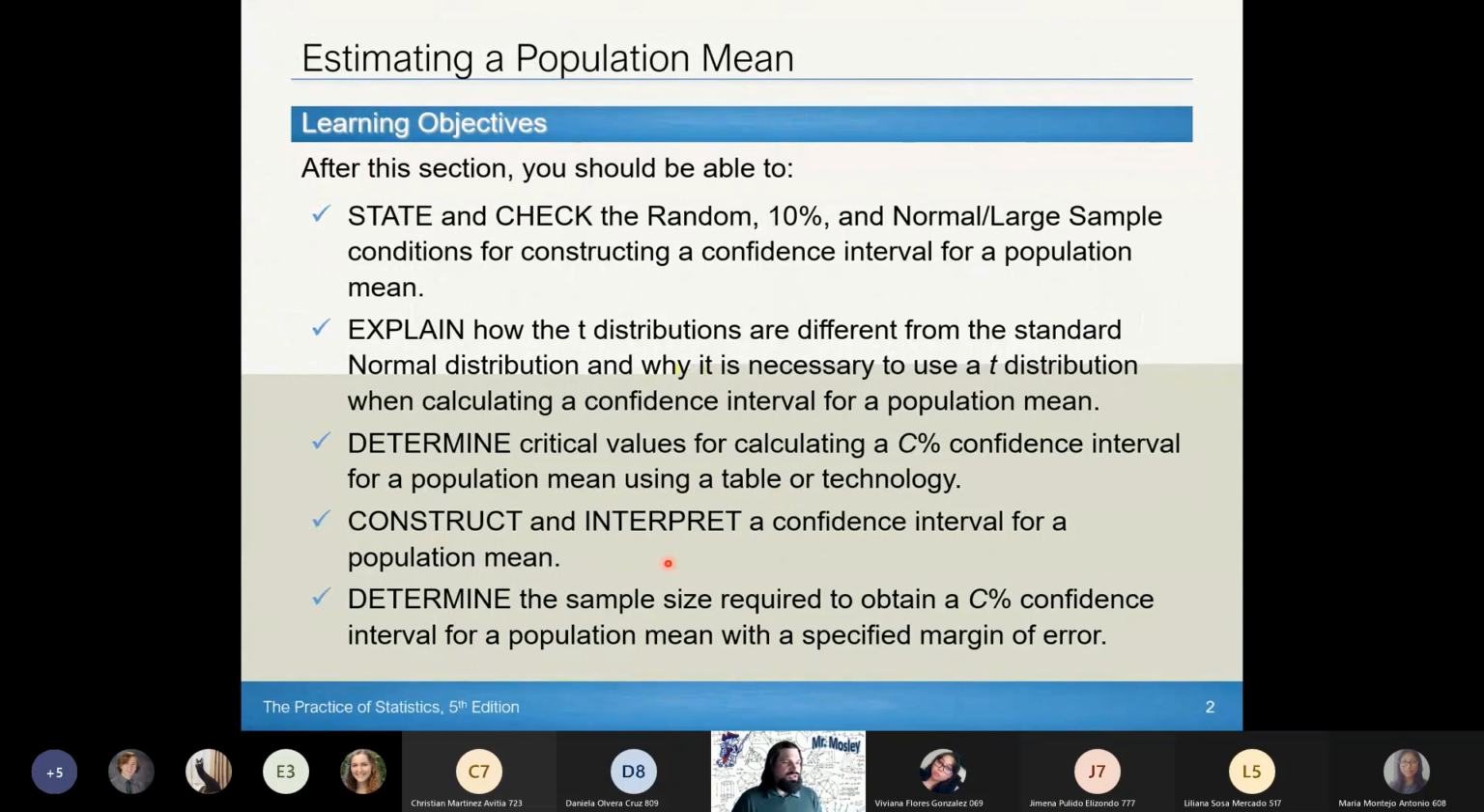We need to be able to construct and interpret a confidence interval for a population mean and determine the sample size required to obtain a C% confidence interval for a population mean with a specified margin of error. So it's a lot of the same things we already did for population proportions. We're now going to shift and apply these things to means.